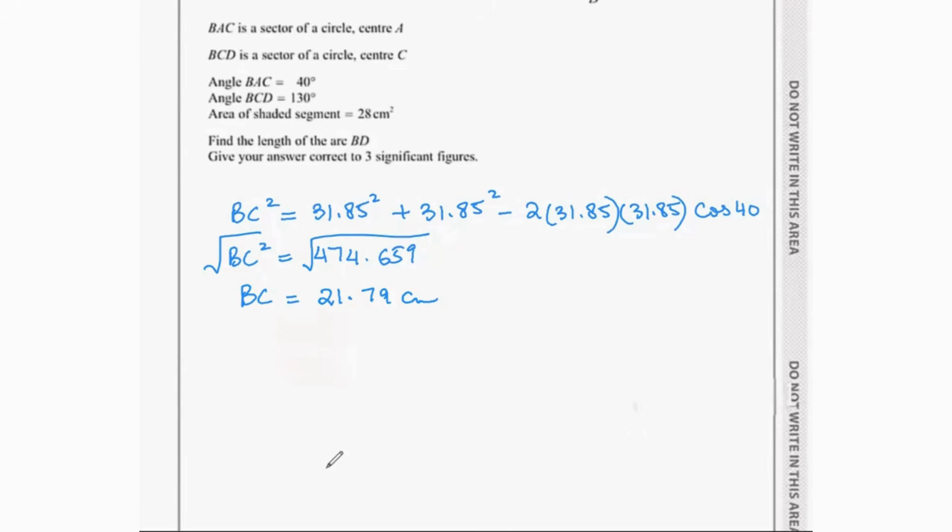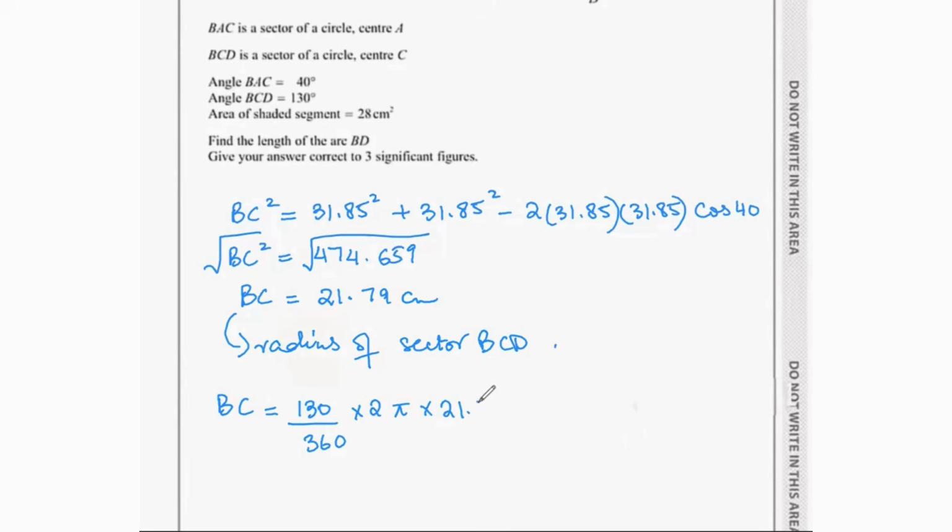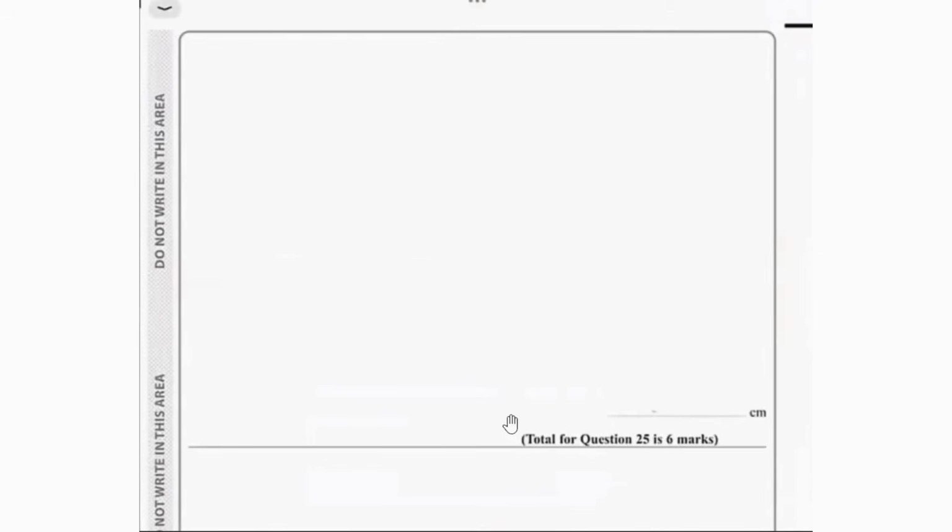So using this, now we'll figure out the length of arc, because this is the radius of sector BCD. So the length is going to be 130 over 360 times 2 pi, and R is 21.79. That's 49.4 centimeters. That's your length of arc BD, correct to 3 significant figures. And this question was for 6 marks.